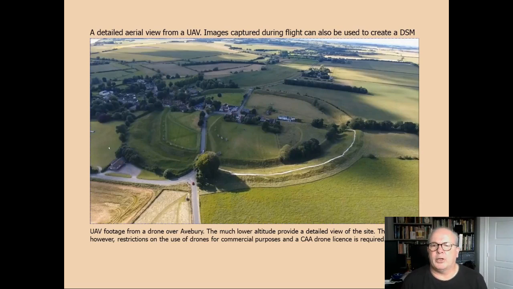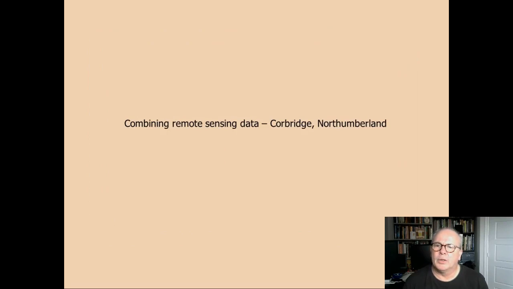So that's an overview of the techniques of satellite imagery, UAV, and a bit on aerial photography as well, giving you an idea of scales of data. What I'd like to do for the second part is to take an example, which is from Corbridge in Northumberland, around the Roman town, and look at how you combine remote sensing data together to give you an overall picture of a site.